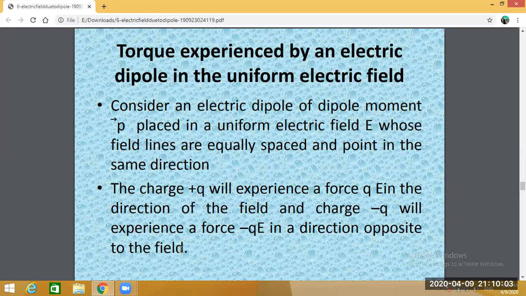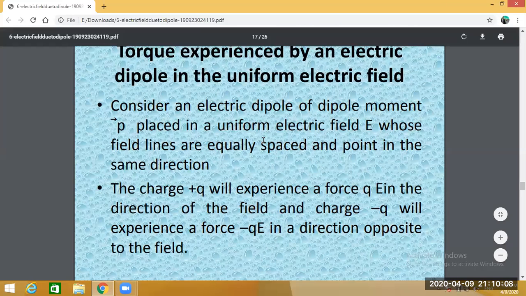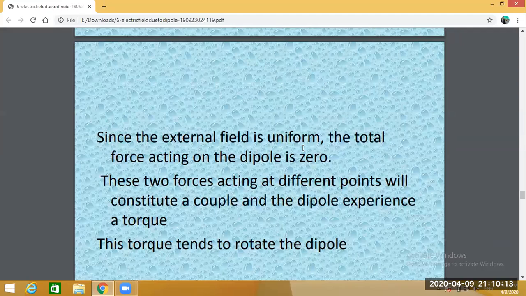Moment of force can be experienced here. So try to understand what will happen when a dipole is placed in a uniform electric field. Since the external field is uniform, the total force acting on the dipole is 0. We can say the total linear force is 0, because one force is plus QE and the other force is minus QE, and the magnitude of the electric field is uniform everywhere. Therefore, the sum of QE and minus QE is 0.